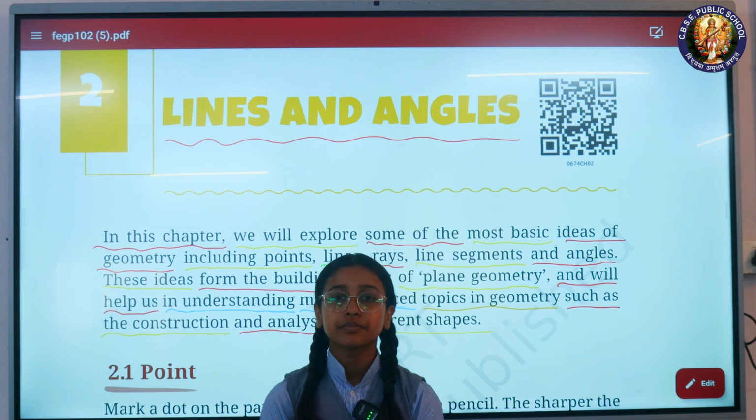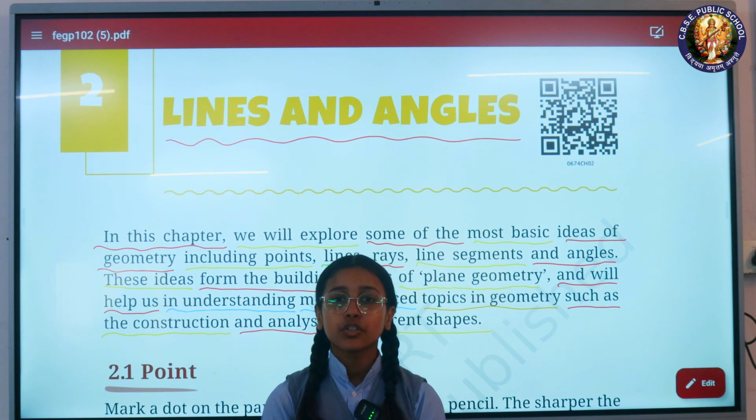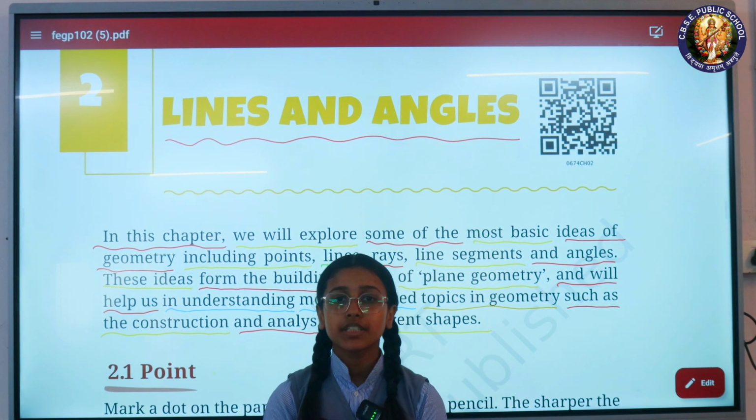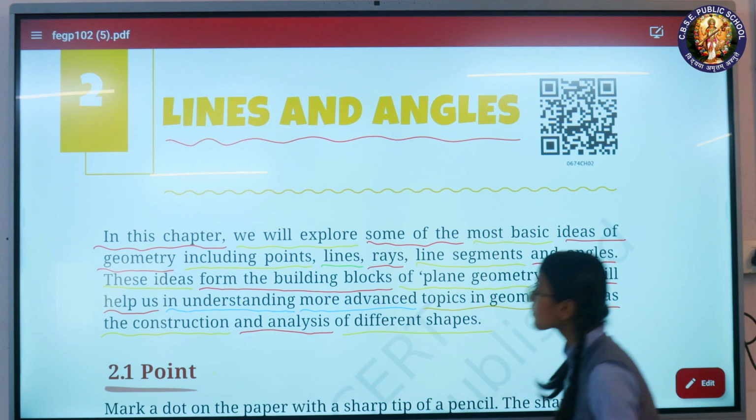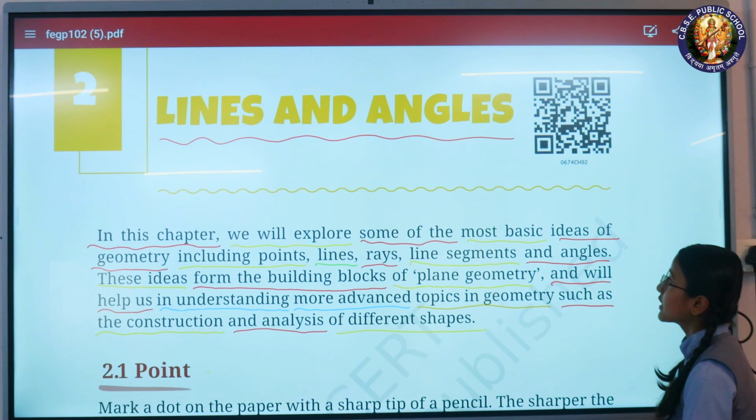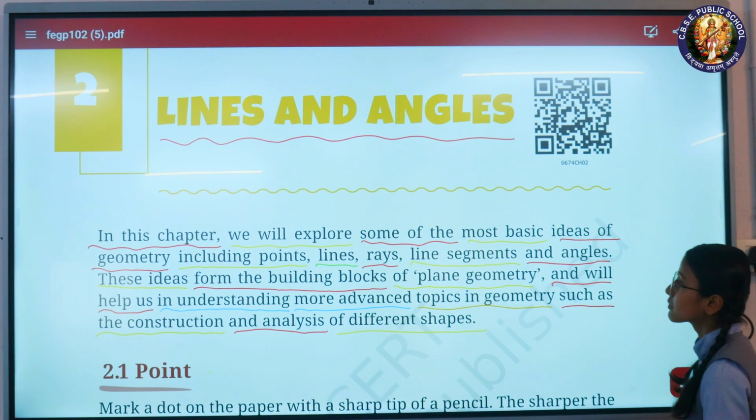Good morning, everyone. Today we are going to read chapter 2 of our mathematics book, and the chapter name is Lines and Angles.